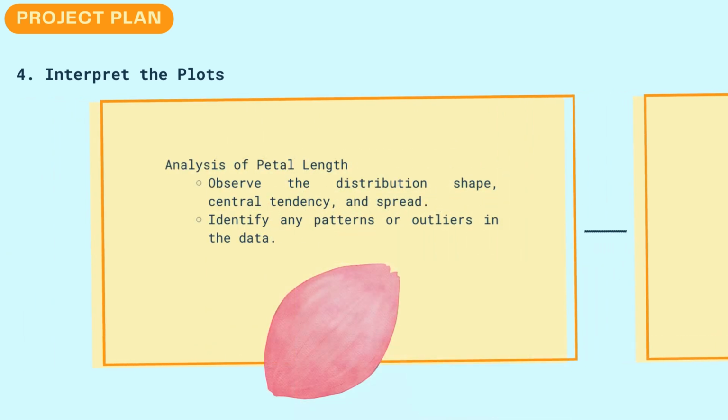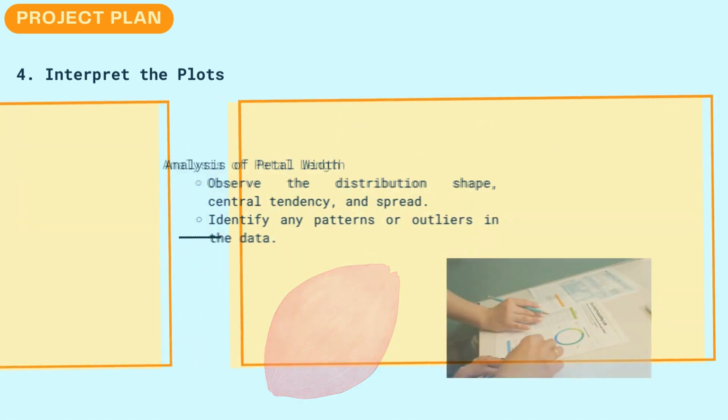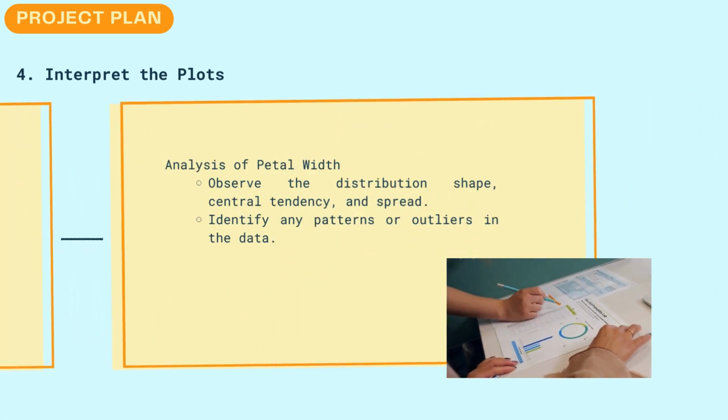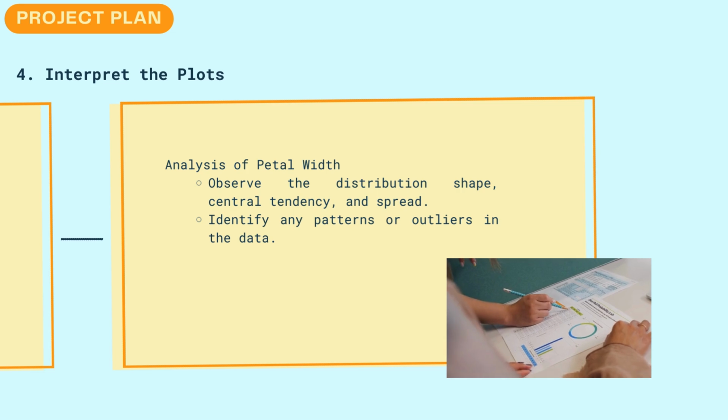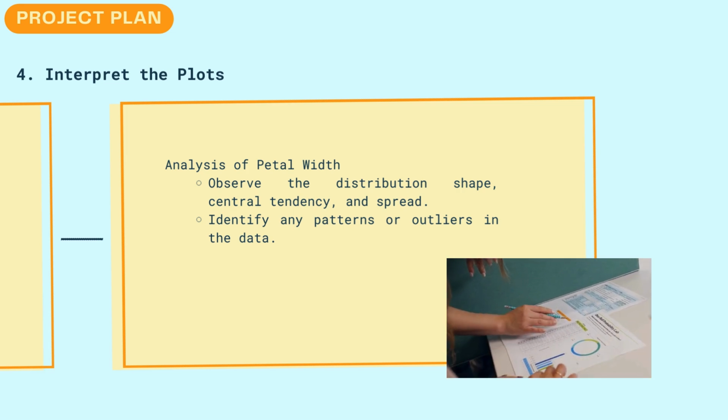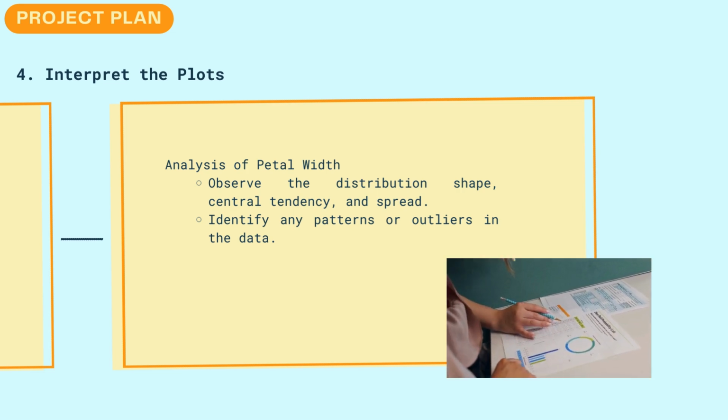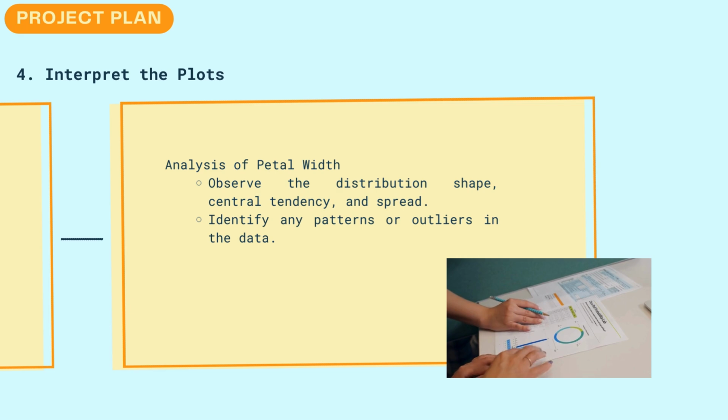Analysis of petal length. Observe the distribution shape, central tendency, and spread. Identify any patterns or outliers in the data. Analysis of petal width. Observe the distribution shape, central tendency, and spread. Identify any patterns or outliers in the data.